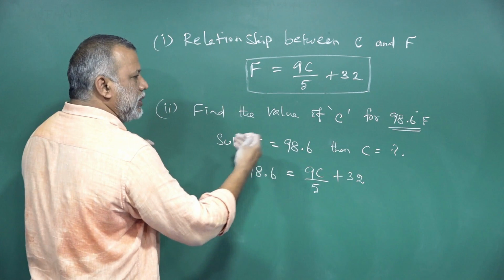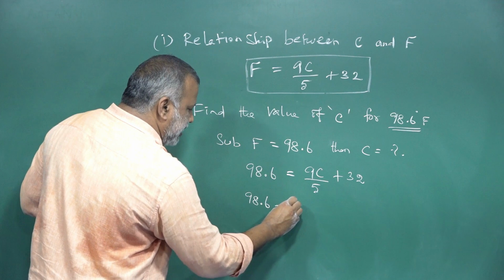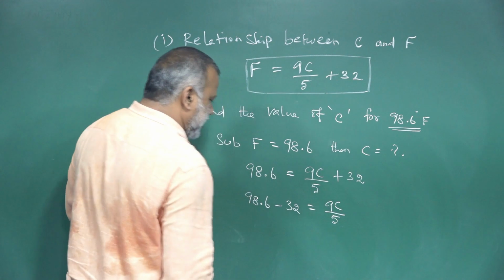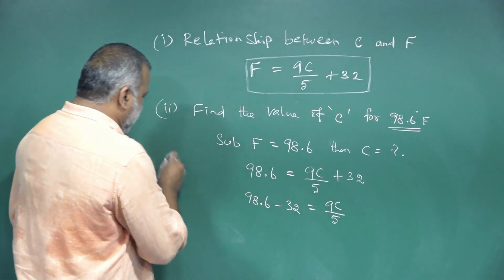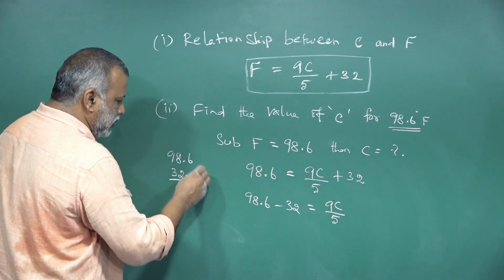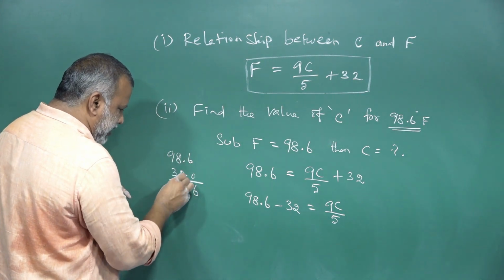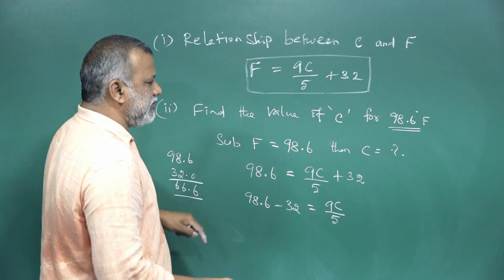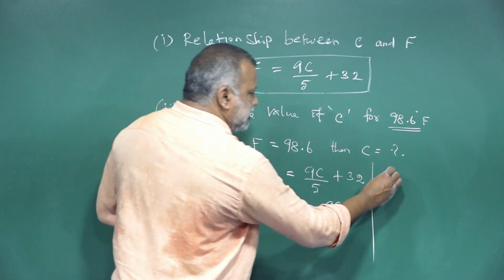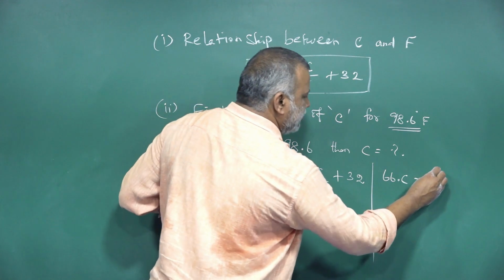So move this 32 to the other side. So 98.6 minus 32 is equal to 9C divided by 5. We have to simplify this one. 98.6 again subtracts with 32. We can get 6. Again 8 minus 2, we can get 6. 9 minus 3, we can get 6. 66.6 we are able to get here. So 98.6 minus 32 we can get 66.6. That is equal to 9C divided by 5.